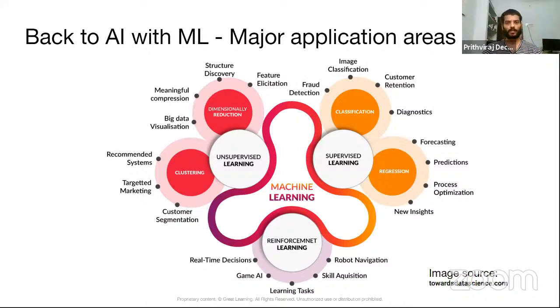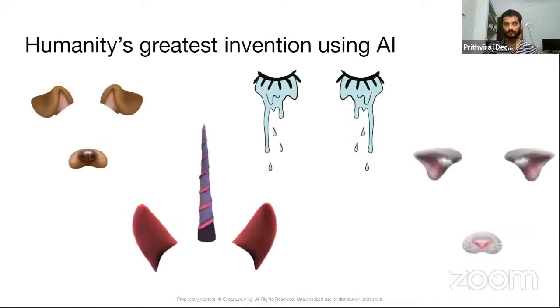even space applications use reinforcement learning to some extent, and even self-driving cars and so on and so forth. So these are some very important broad applications and categories of applications that machine learning has to offer.